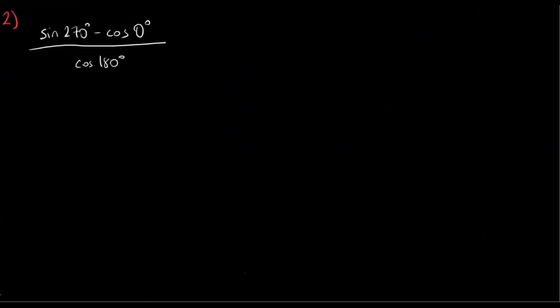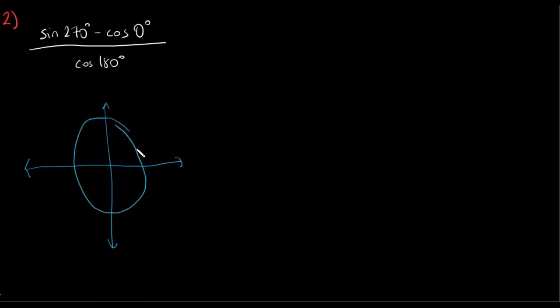Okay, so another question. All the angles are quadrantal angles, as you see. So I'm going to draw my unit circle. Let's draw the unit circle. I need 270. So let's go to the 270 degrees. 0, 90, 180, 270. So what are the coordinates of this point? The x coordinate is 0 and the y coordinate is -1.